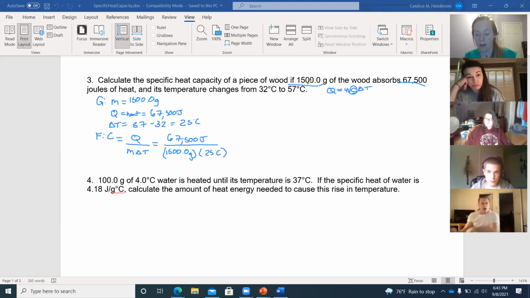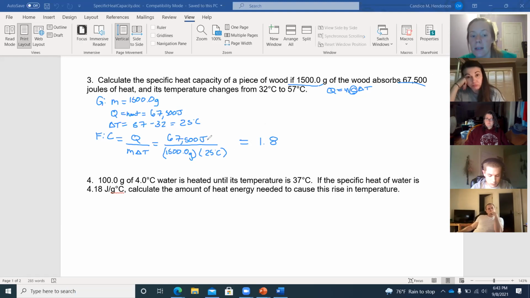So we've got 67,500. We're going to divide it by that 1,500, and we're also going to divide it by the 25. And we end up with a value of 1.8. What are the units on this? Does any of these things cancel with each other? No, they all stay. And that's what we want, because remember, C is the funky unit. So it's joule per gram degree Celsius. So this mystery wood takes 1.8 joules to raise 1 gram of it 1 degree Celsius.